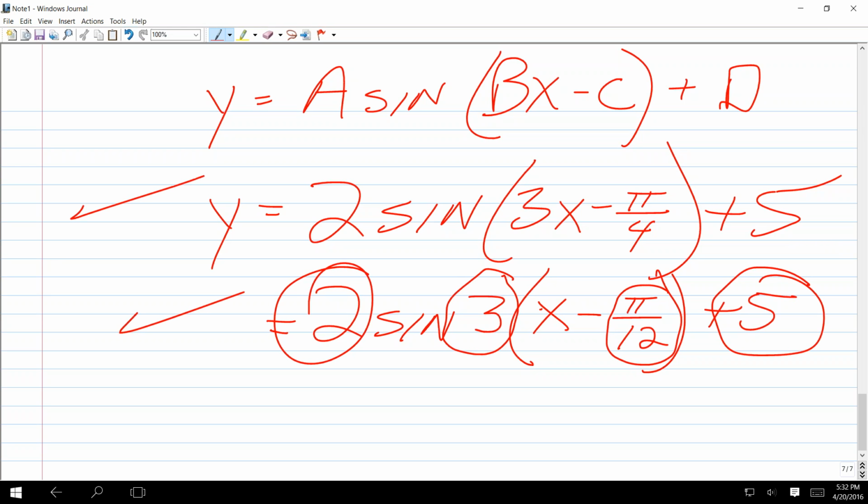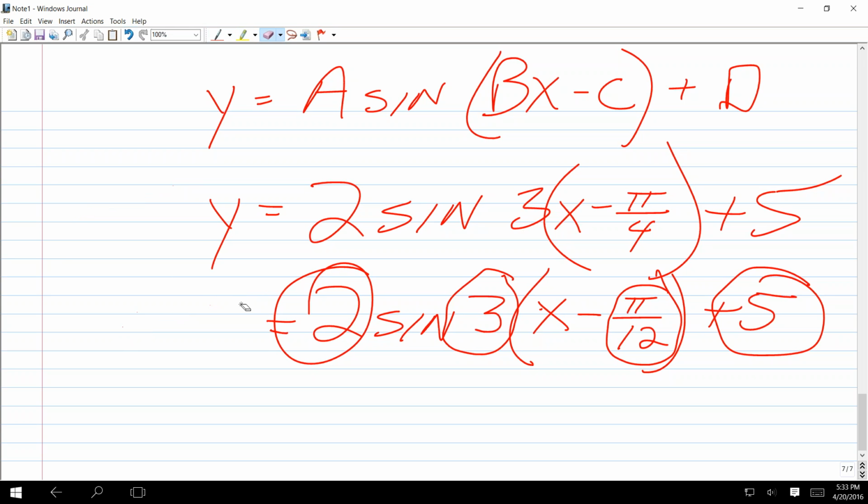Notice when I wrote it, the middle line, pi over 4 is not the phase shift. C is not the phase shift unless the B is outside of the parentheses. So if they change the middle one just slightly, you put the parentheses there, and now the phase shift is pi over 4 because my multiplier of x is outside the parentheses. I no longer have to factor it out.